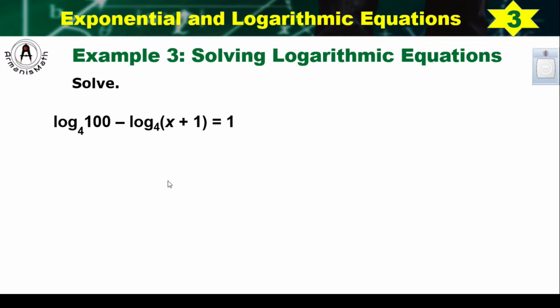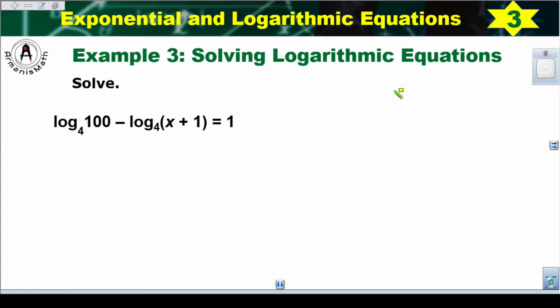Here's this one here. This one says solve logarithmic equation. It has log base 4 of 100 minus log base 4 of x plus 1 equals 1. When you see this negative here, what does that trigger in your brain? Does this ring any bell? That negative? Division. I'm going to move on from subtraction to division. Subtraction goes to division. And you could go backwards as well.